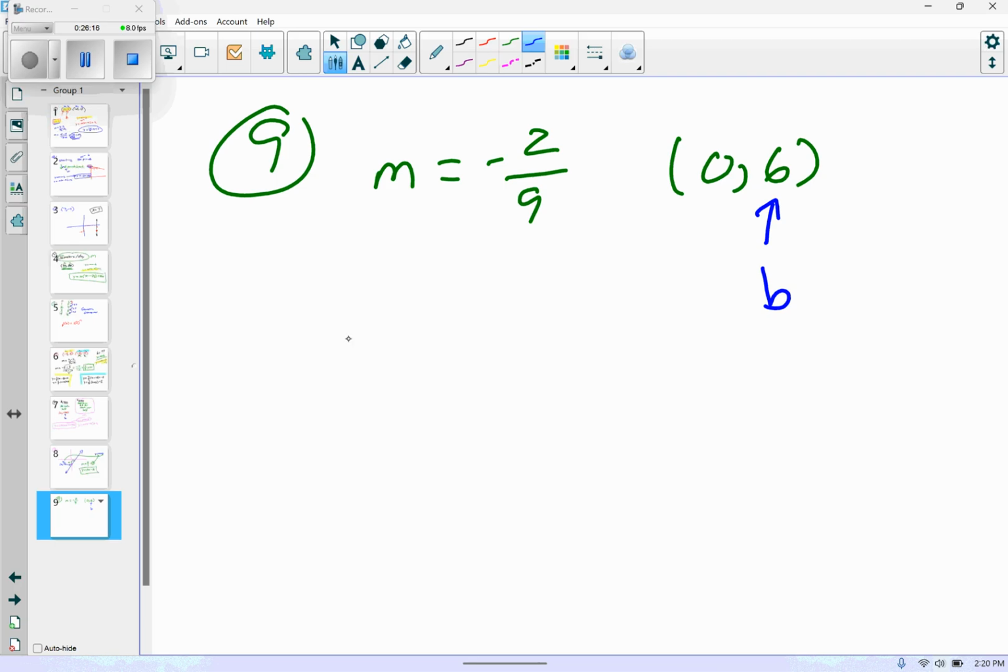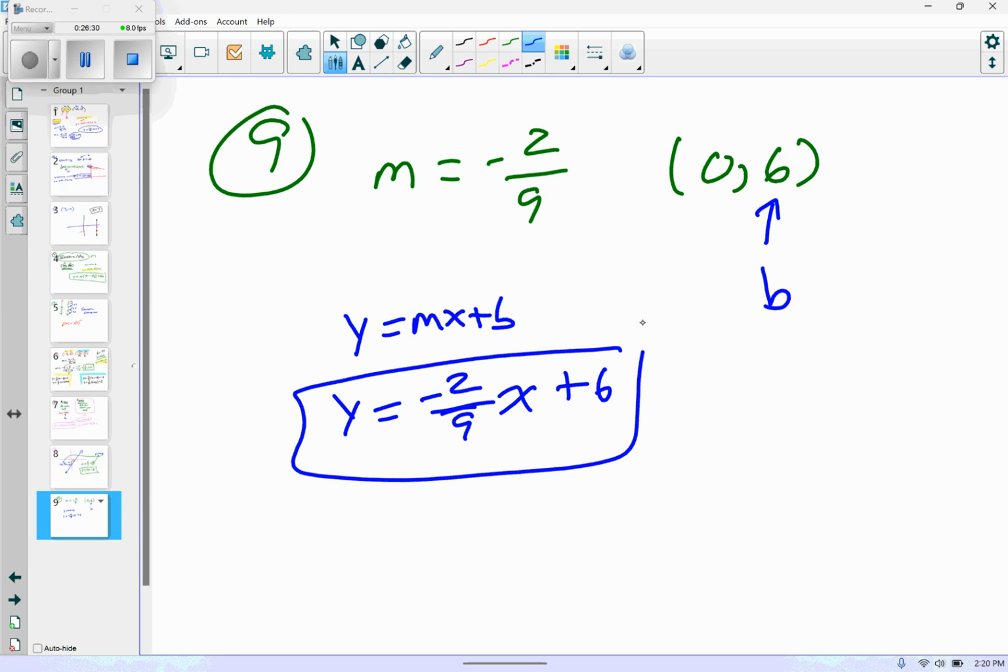All right, so I have m and b. Which equation am I going to use? Yes, sir. Y equals mx plus b. Very good. So y equals negative 2 over 9x plus 6. Here's my equation. Oh, my goodness, I'm feeling good about myself. I hope you're feeling good about yourselves, too.